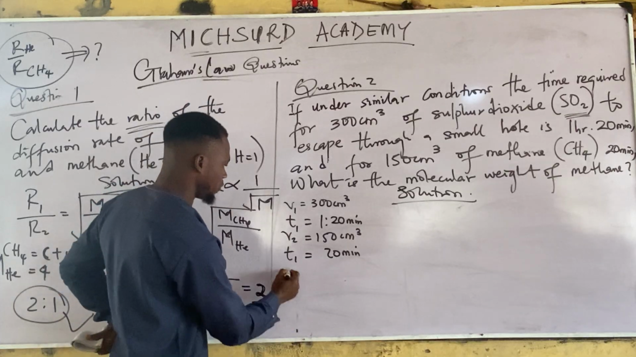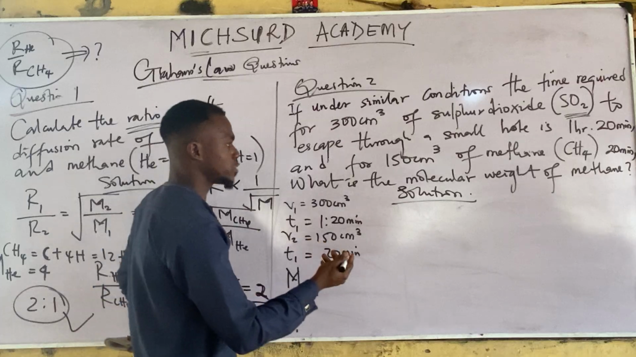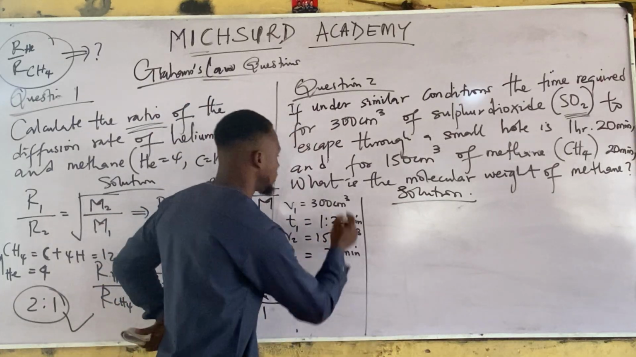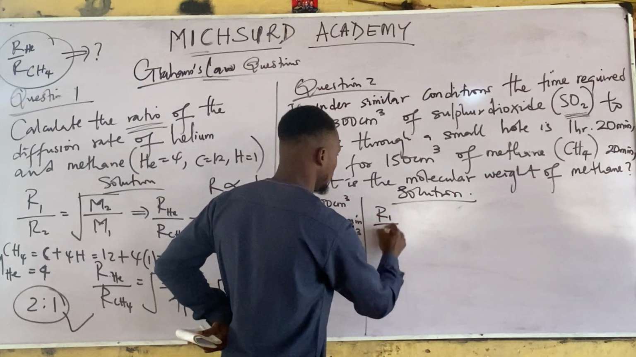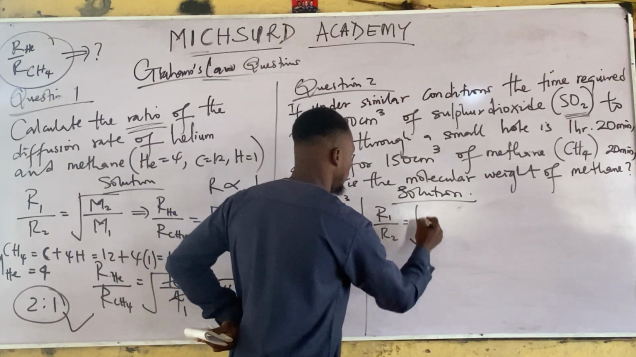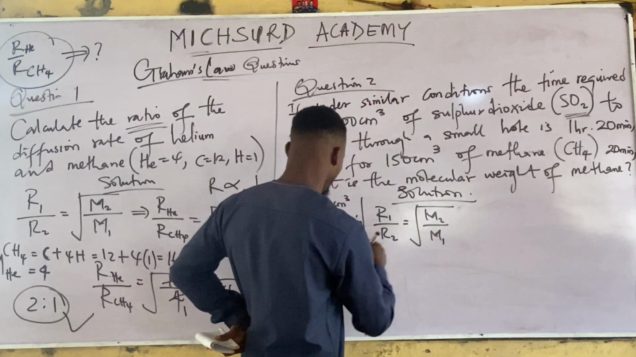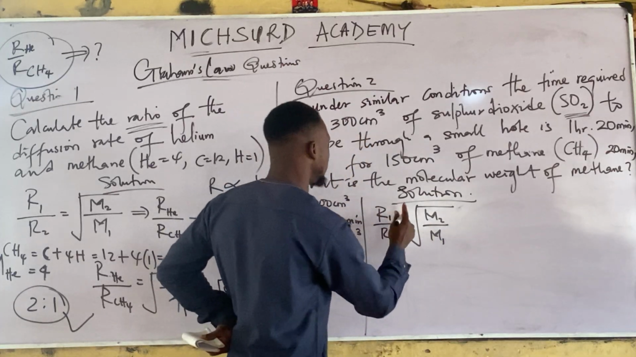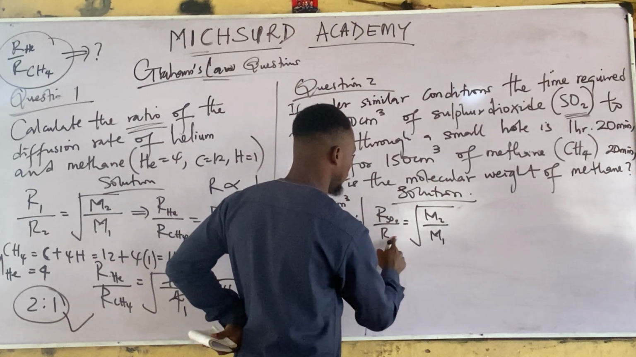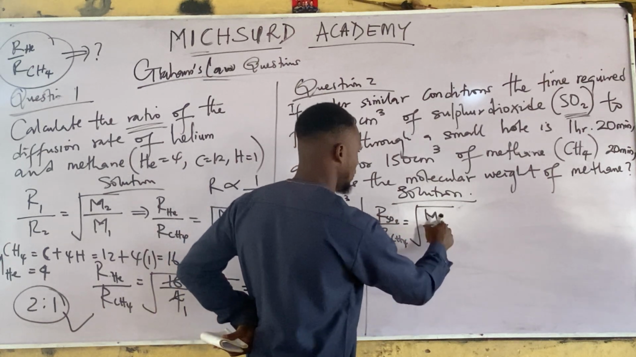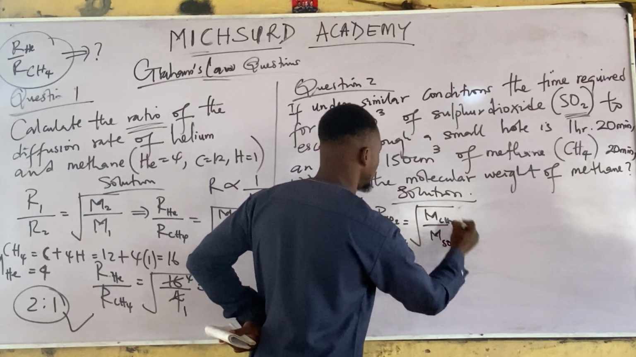So we want to find the molecular weight of what? Methane. So we go back to our diffusion law, which is given as R1 over R2 equals the square root of M2 over M1. If we are dealing with sulfur dioxide, we have SO2 as 1, and here 2 will be for methane. Remember, 2 here is for methane, and this is SO2.